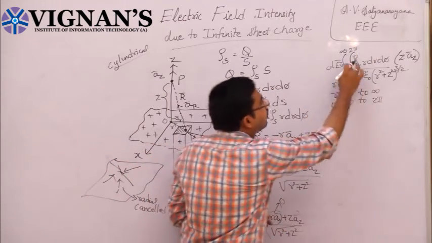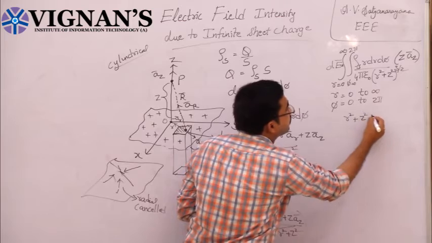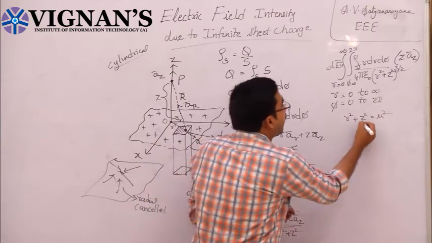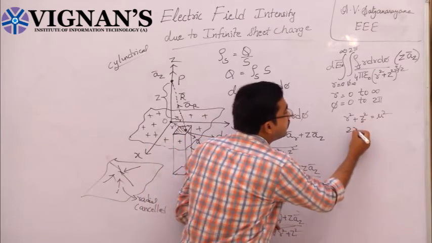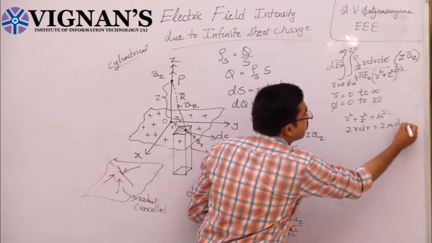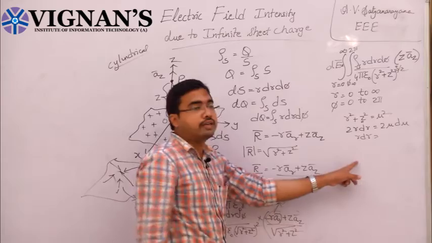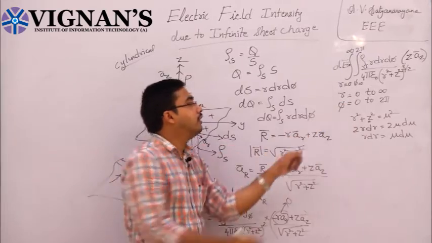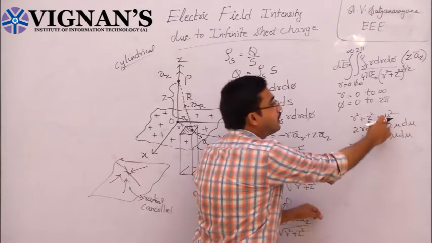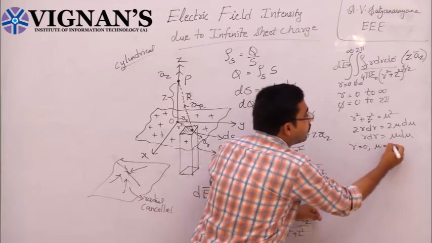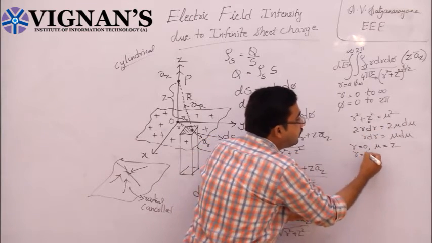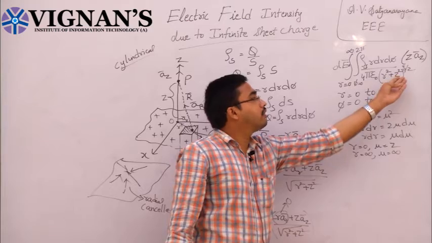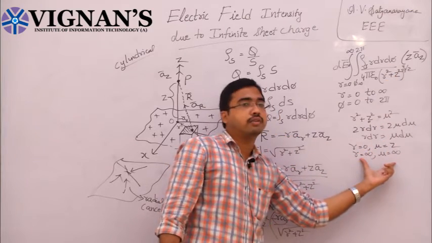Now assume that r square plus z square is equal to some u square. This is for mathematical simplification. As z is a constant, if you differentiate this, you will get r dr equal to u du. So in the place of r dr, you can substitute u du. Also, for the limits of r, if r is equal to 0, then u is equal to z. If r is equal to infinity, then u is also equal to infinity. Now change this complete expression in terms of u, so that the limits are also changed.